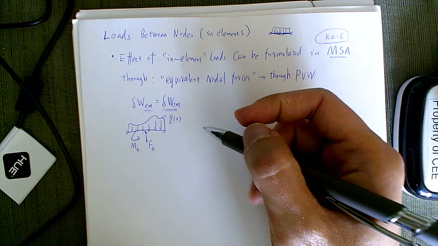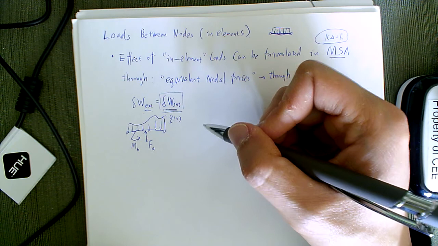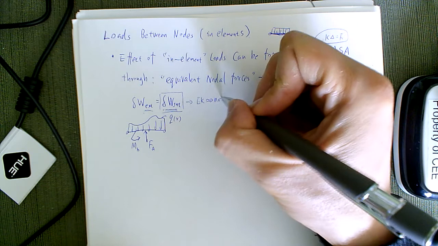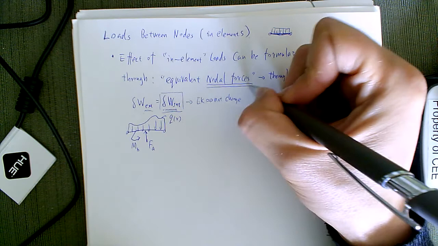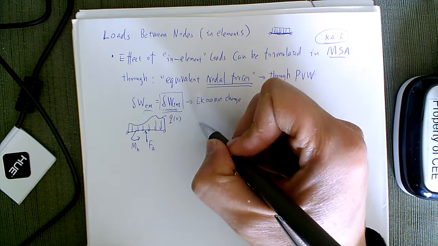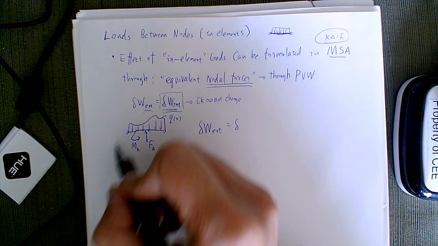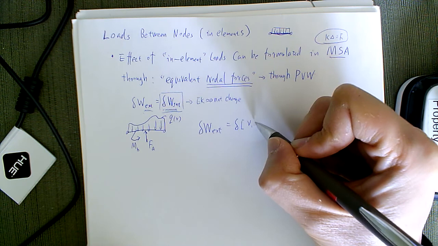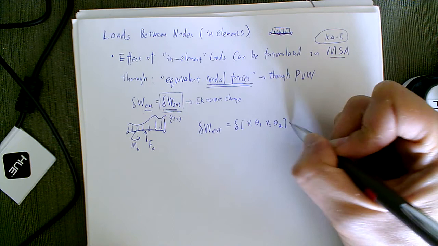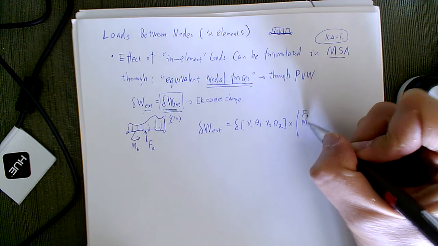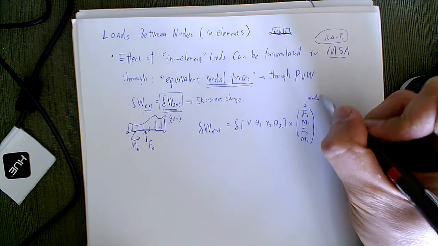The key is that nothing changes here. That means your EK will not change. Those effects are all going to be included as nodal forces. Let's take a look at how we came up with our initial nodal force in the first place. If you remember, we gave those guys some virtual displacements, V1, theta 1, V2, theta 2, and multiplied them by our nodal forces F1, M1, F2 and M2. Those are the nodal forces acting on it. But now we have all the other stuff.